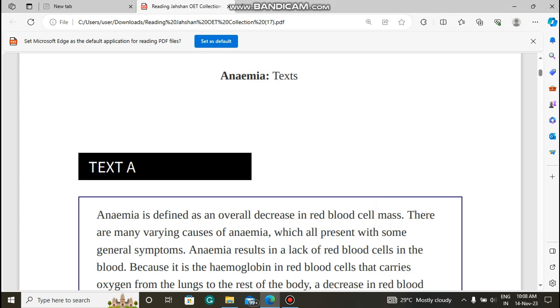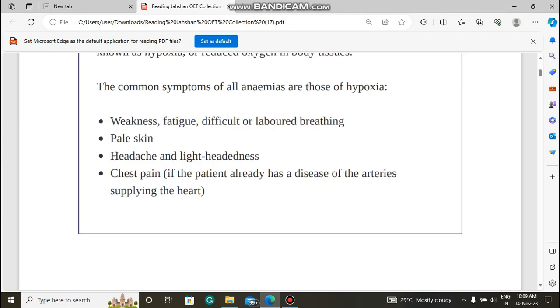Here the first section, that is A part, says about the definition, that is anemia is defined as an overall decrease in red blood cell mass. Now you understand what is being given in this paragraph, that is the definition. Let's look what else is given. If we come downwards, we can see the common symptoms of all anemia are those of hypoxia. So the symptoms are also being specified. So the definition and symptoms.